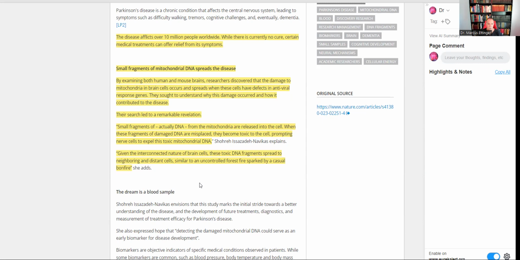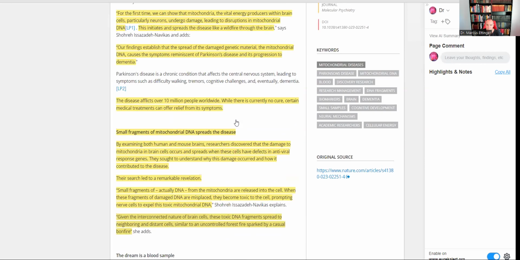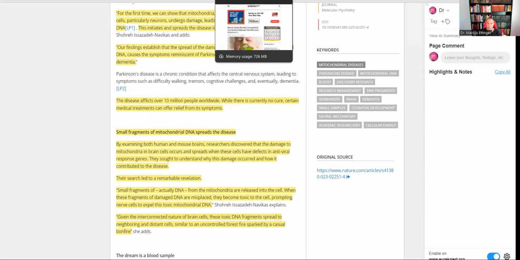Given the interconnected nature of brain cells, this toxic DNA fragment spreads to neighboring and distant cells, similar to an uncontrolled forest fire sparked by a casual bonfire. Okay, so we've got neurodegenerative disease caused by zombie cells created by stress, oxidative stress. So you can see the cause and the effect, and we'll get into some handling of that.